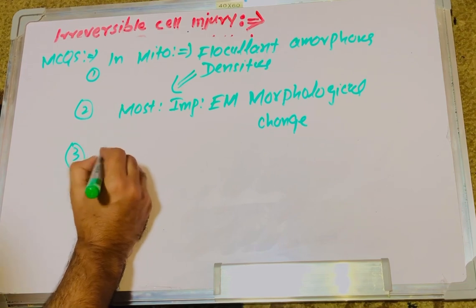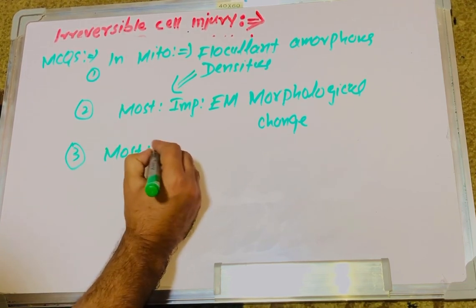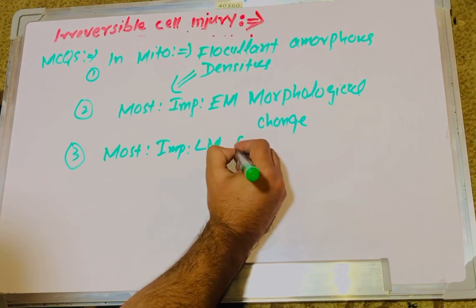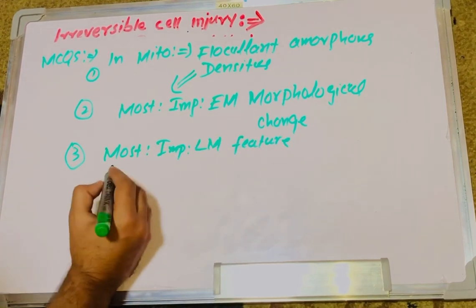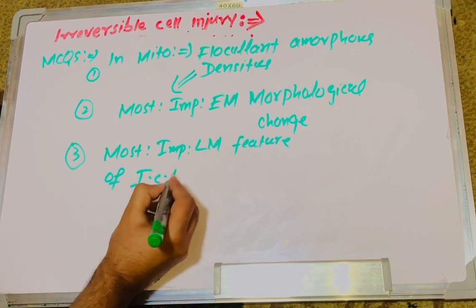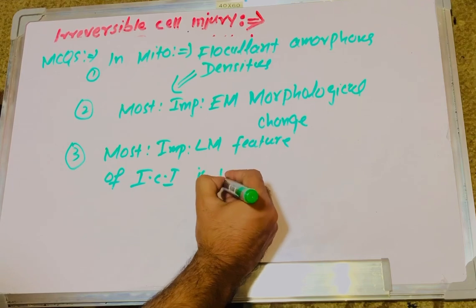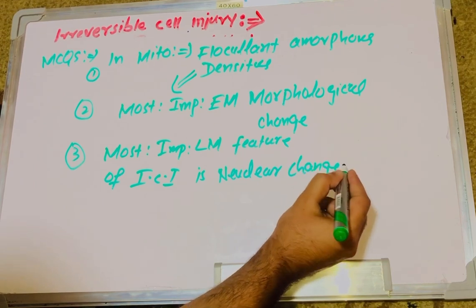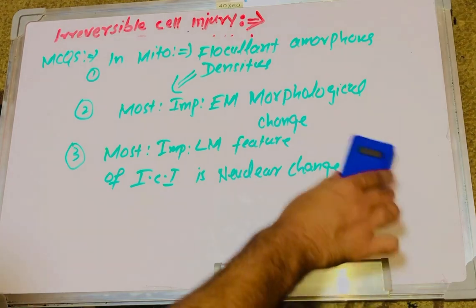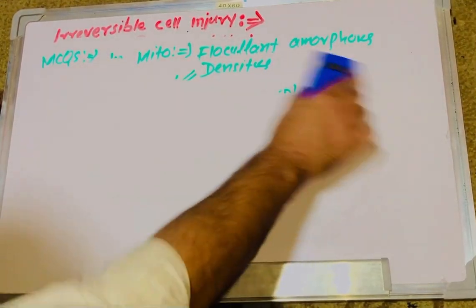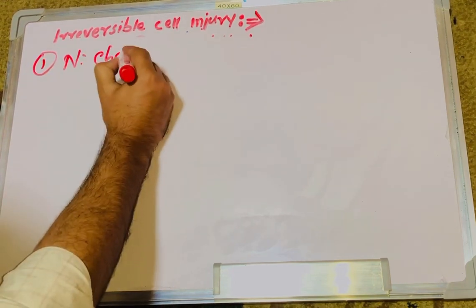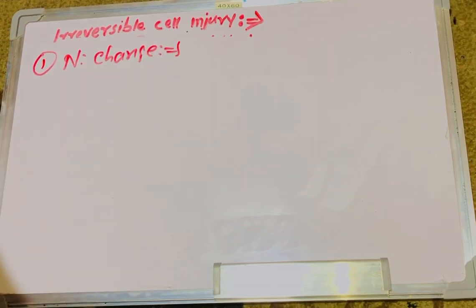Number three is the most important light microscope feature of irreversible cell injury, which is nuclear change. We will discuss the nuclear change soon. So what is nuclear change? What change will occur in the nucleus during irreversible cell injury?